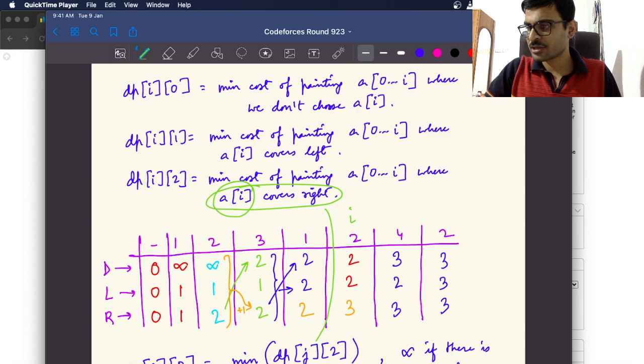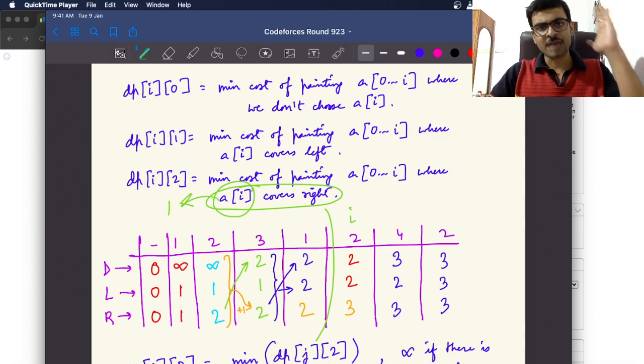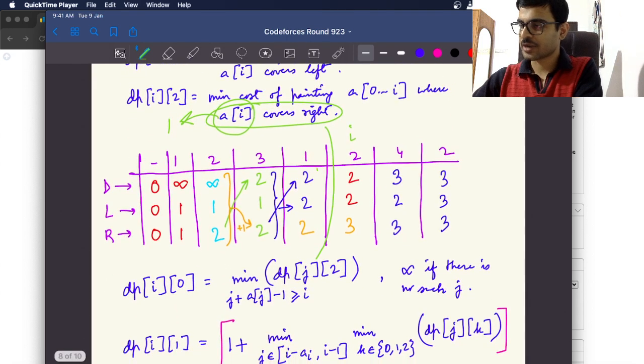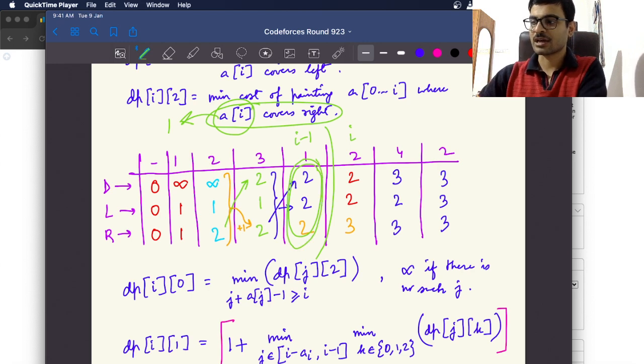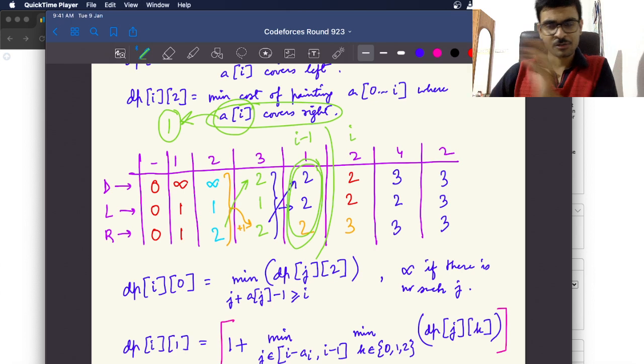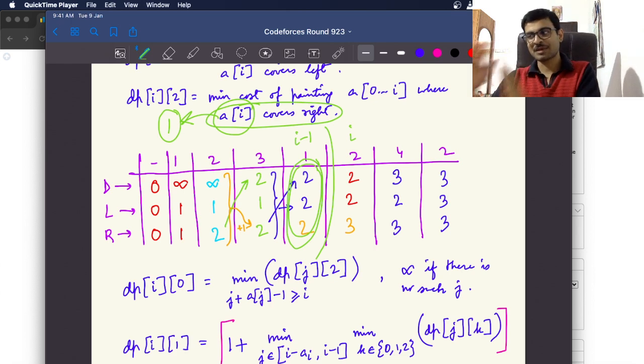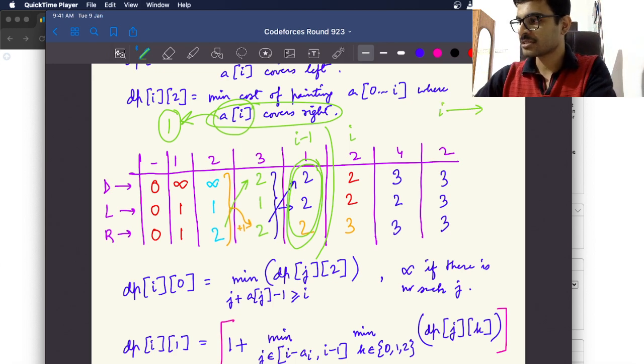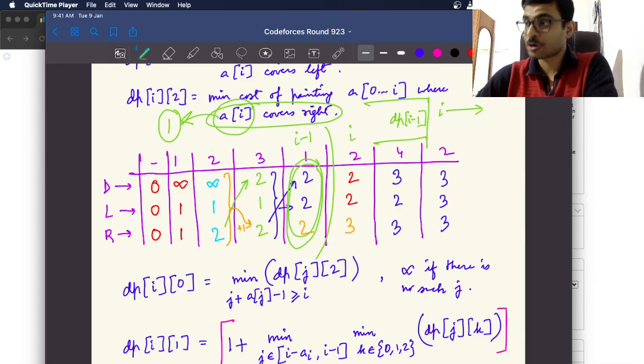I can say, okay, this one will contribute 1 for itself. And for up to i minus 1, what is the best answer for me? Whatever is the best answer, I can pick that up and I can say, okay, after that I'll take a i. So it basically means that many plus 1. This is my best answer. If a i covers the right, that means up to i minus 1 it will not cover. So up to i minus 1, whatever is the existing answer, that is dp of i minus 1, that answer will be taken, that is already optimized. We already know that.